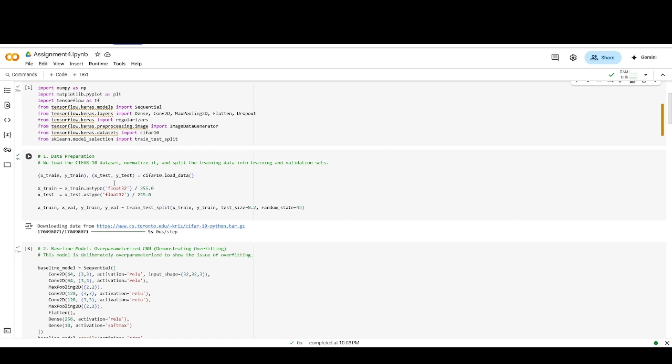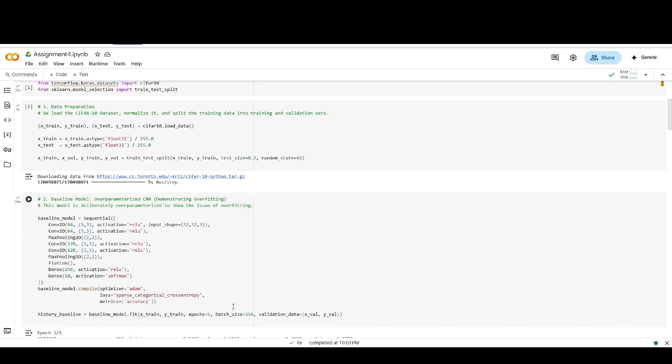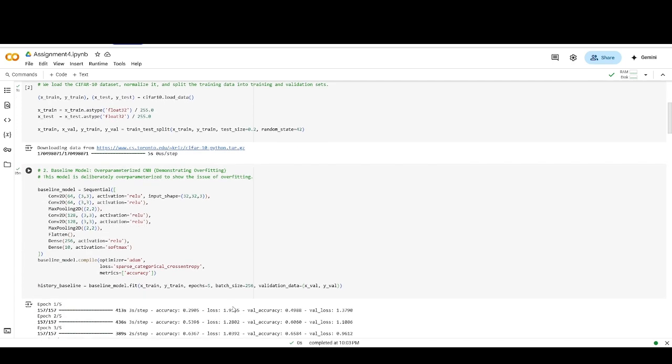which includes 60,000 small color images in 10 different classes. To prepare the data, I normalized the image pixel values between 0 to 1. And normalization is key because it helps the network train more smoothly. Finally, I split the training data into two parts, one for training the model and one for validating how well the model learns.